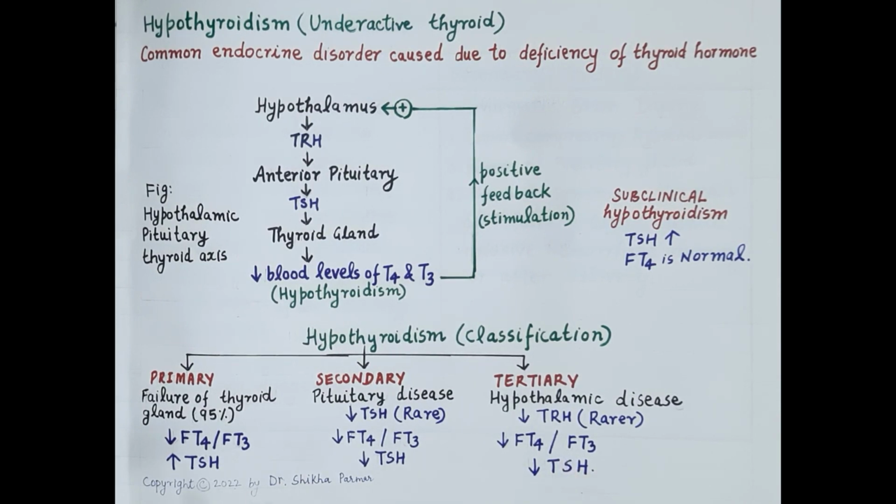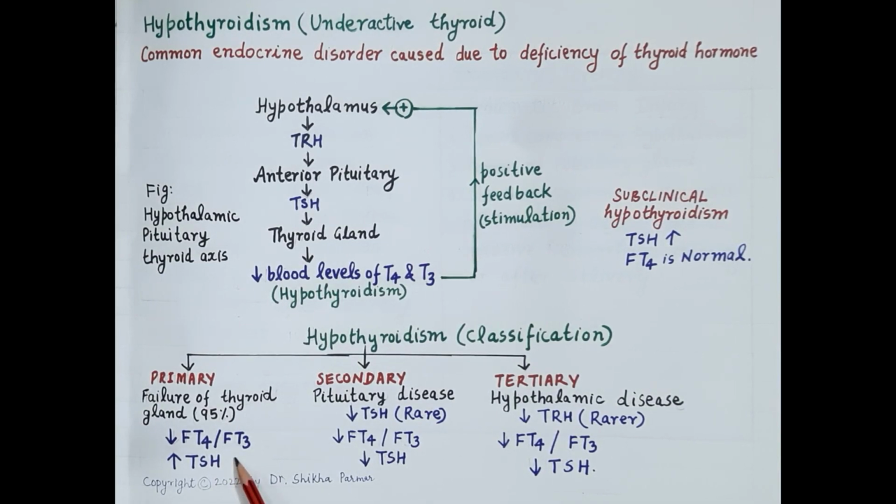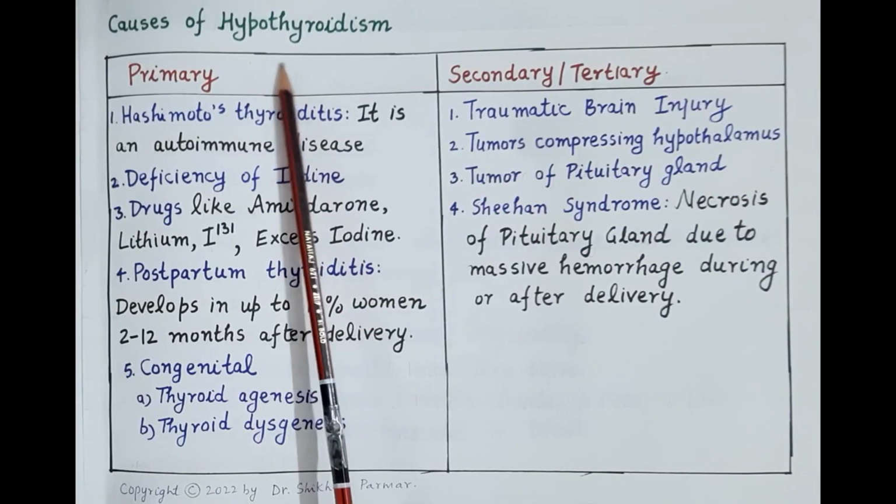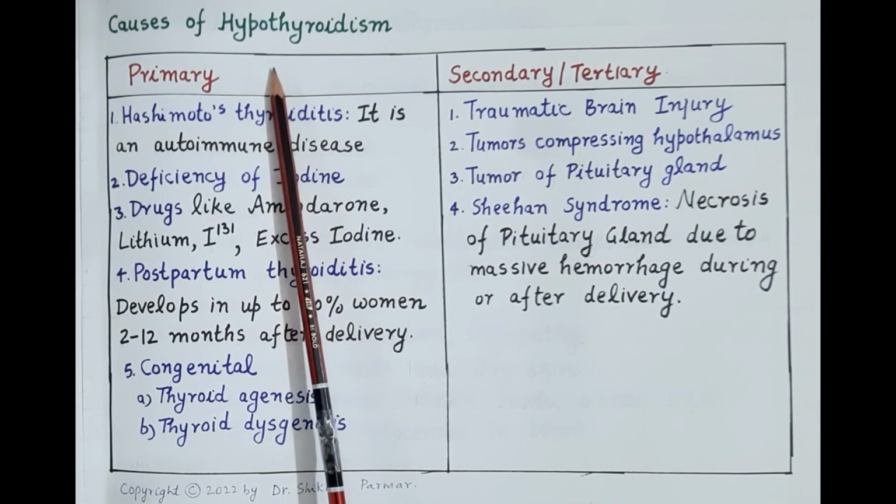So it's very important to understand that it's the primary hypothyroidism that is common, and this primary hypothyroidism occurs in around 95% of patient population, and it is diagnosed by reduced free T4 and free T3 levels and increased TSH levels in the blood. Now let's understand causes of hypothyroidism.